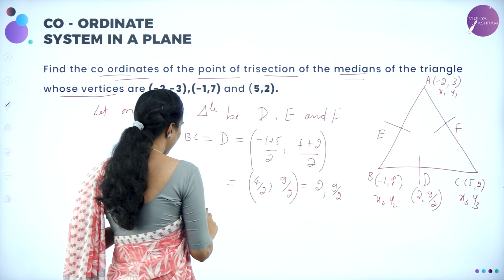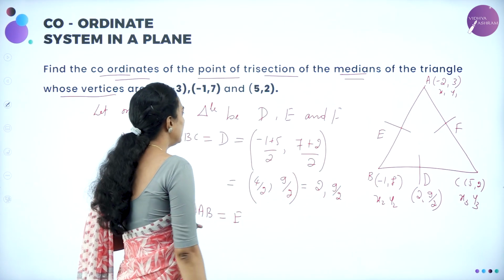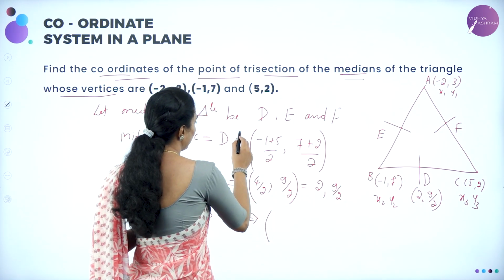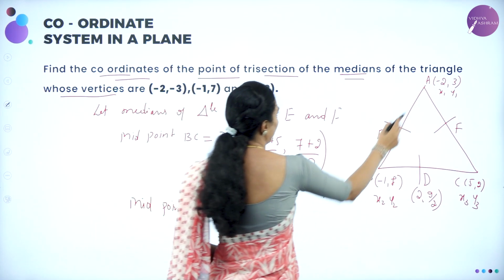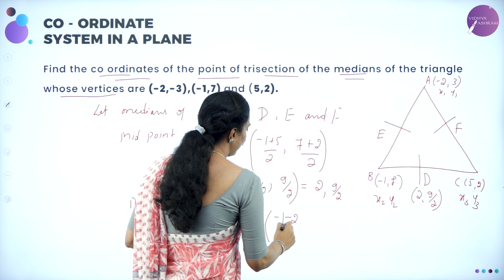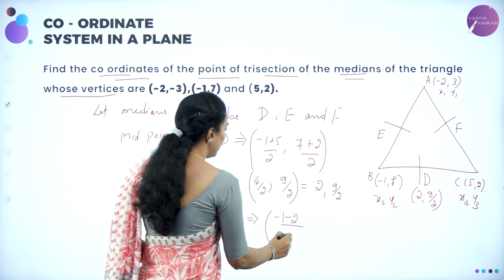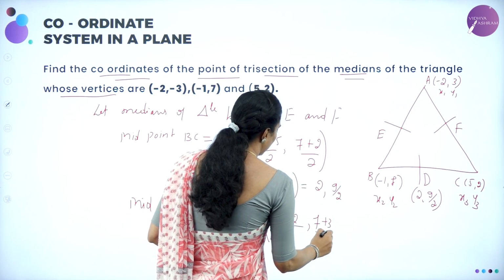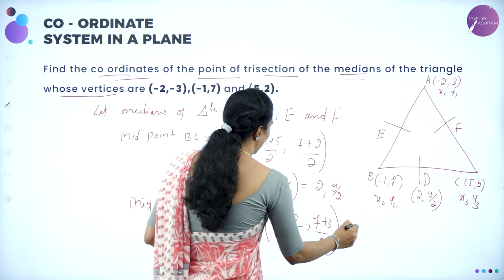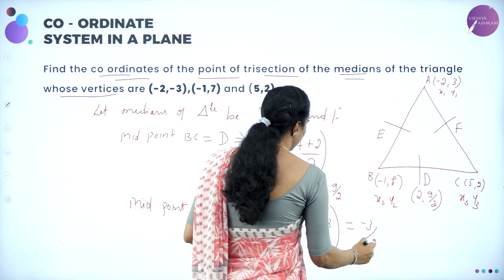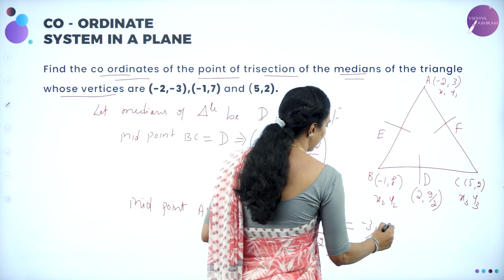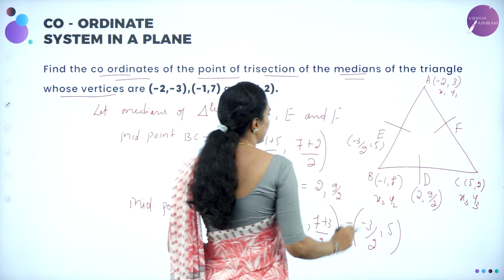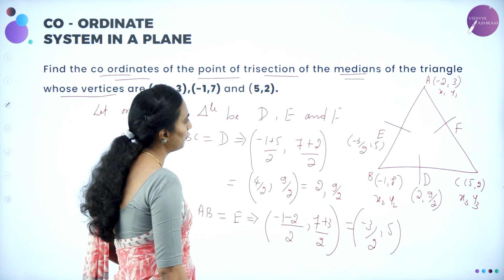AB. Midpoint of AB, we have called it E, which is nothing but: here minus 1 as x coordinate, minus 1 minus 2, because minus into plus is minus, divided by 2, comma, 7 plus 3 divided by 2. So the answer will be minus 3 by 2, comma, 7 plus 3 is 10 by 2 is 5. So this is what you are going to have, minus 3 by 2, comma 5. Next you are going to have minus 2 plus 5.